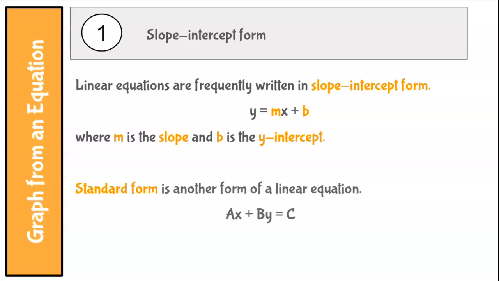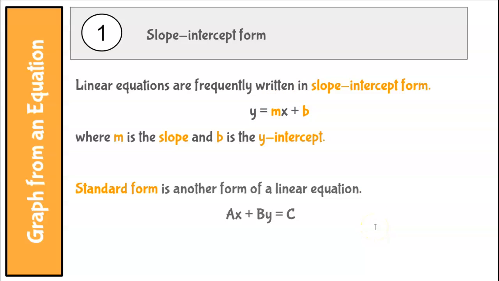So just a reminder, linear equations are frequently written like this, where it's y equals everything else, and that's slope-intercept form, where you have a number in front of x plus another number equals y. That's slope-intercept form, and this number is the slope, and this number is the y-intercept.